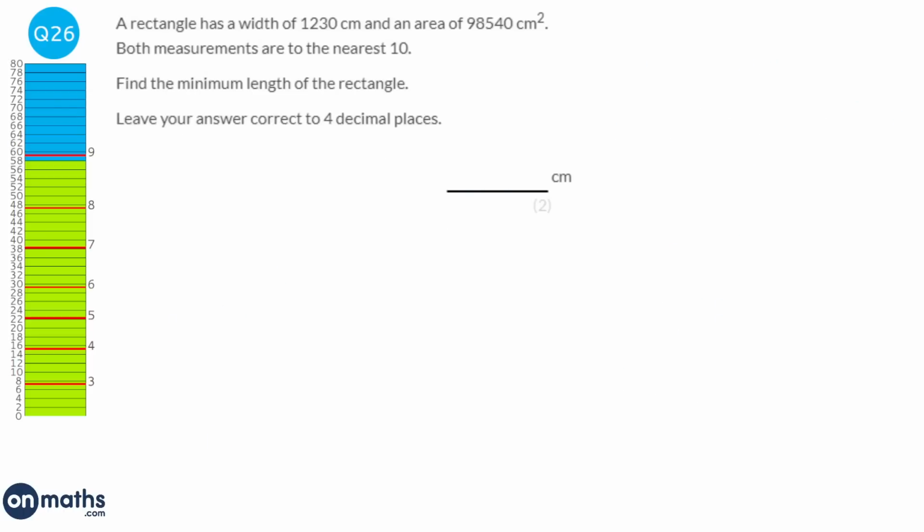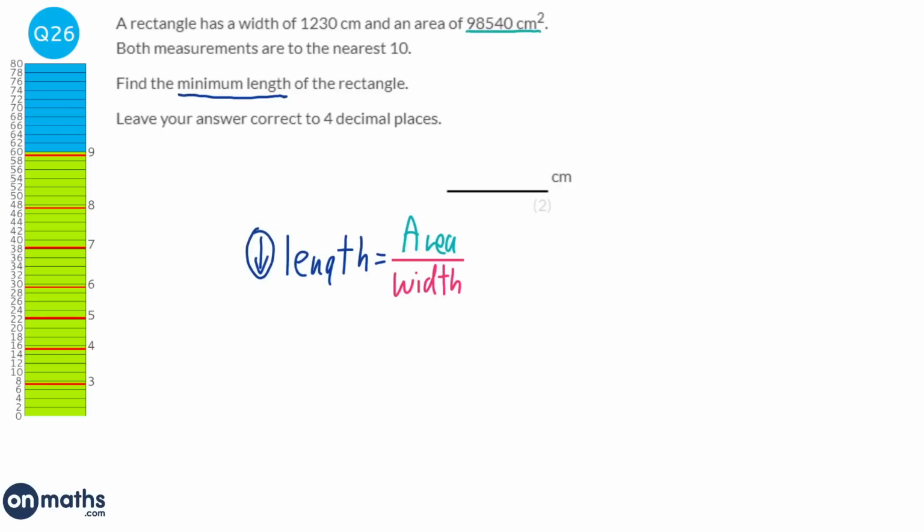It says it wants 2 decimal places, so it will be 21.61. To find the length of the rectangle, we're going to get the area and divide it by the width. Now, the question says that it wants the minimum length, so we want the length to be as small as possible. To do that, we want the area to be as small as possible. If the area is smaller, the length will be smaller.